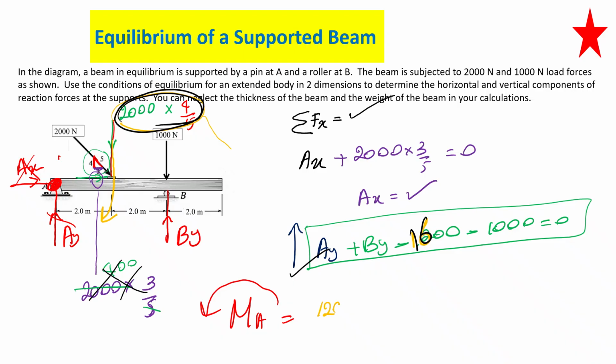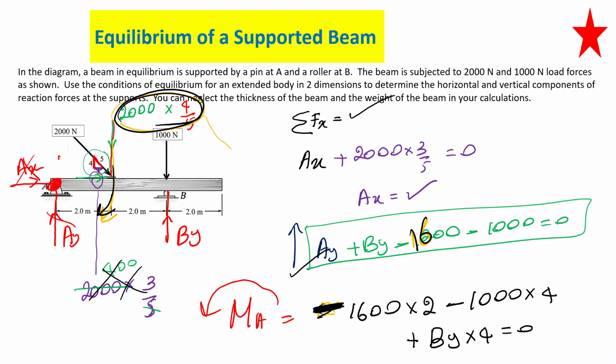So that one is 1600 times 2, negative. Why? Clockwise. And then we have negative 1000 times 4. Am I right? Plus By times 4 is equal to 0. So we can find By. And when you find By, you can substitute the By here and you can find Ay as well. So we found all three unknowns. Make sense? Are we good?